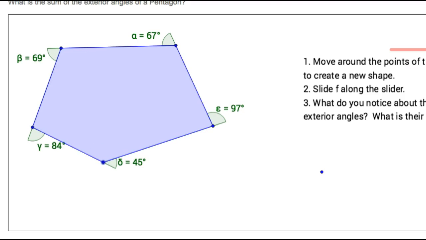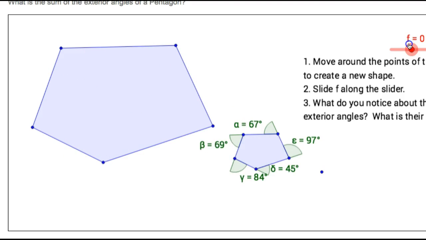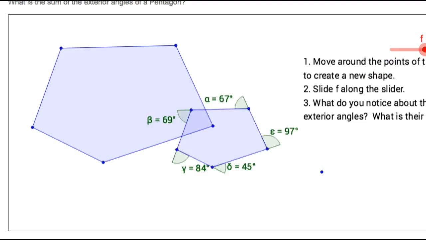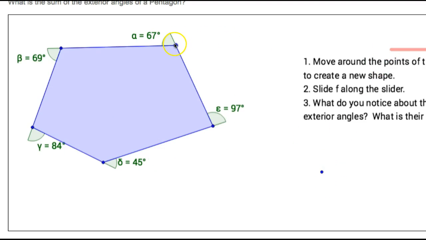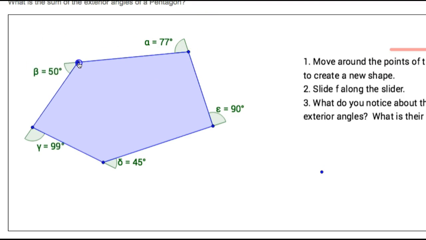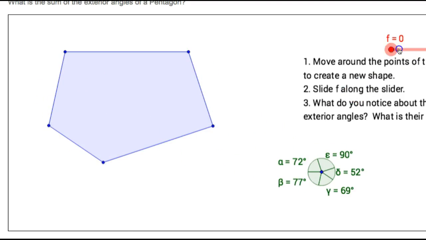And let's shrink it away. So we dilate that shape, and look at there. All 5 exteriors add up to 360. So you have to be wondering, is it the same for all polygons, no matter how many sides? So what if I had a 1,000,000-sided polygon? Do the exterior angles add up to 360 degrees? The answer to that question is yes, they do.